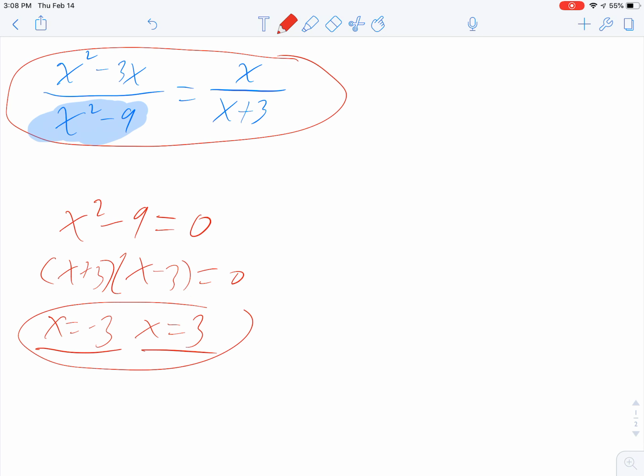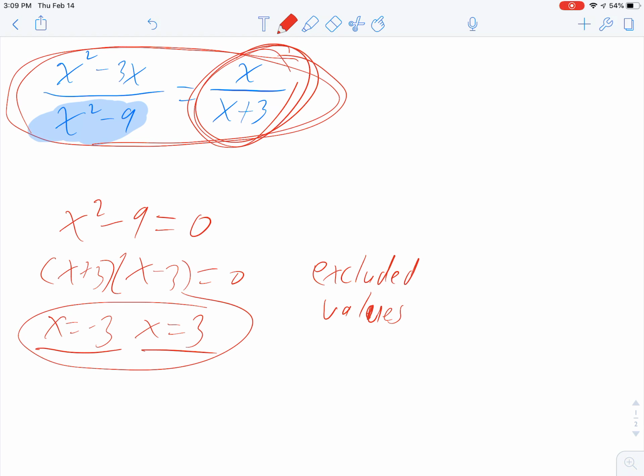So we call these our excluded values. Those are the values of x for which this is not true. And so I'll always ask you what values of x need to be excluded, or which values of x will make it undefined. And so somewhere here it's important that we say, this is our answer, right? This is what we got when we simplified, but x cannot equal negative 3 or 3. And so we need to include that as part of our answer.